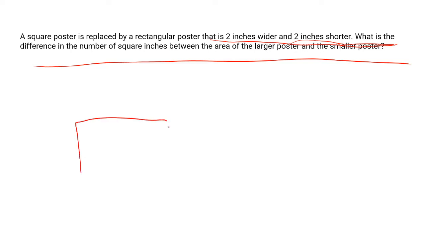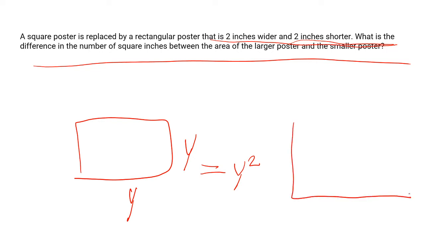So we're going to draw a square poster. Not the best square, but we're going to let the side length be y, and the area is y squared. Obviously. And it's getting replaced by a rectangular poster that is 2 inches wider, meaning it's y plus 2, and 2 inches shorter, so the height would be decreased. So this is y squared.